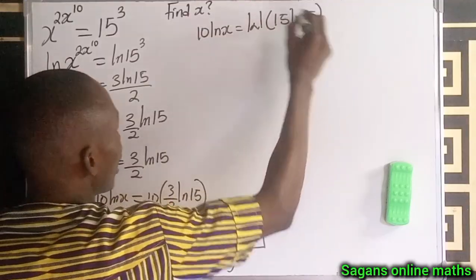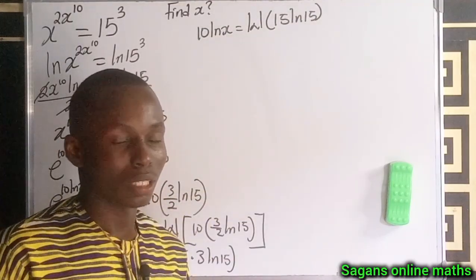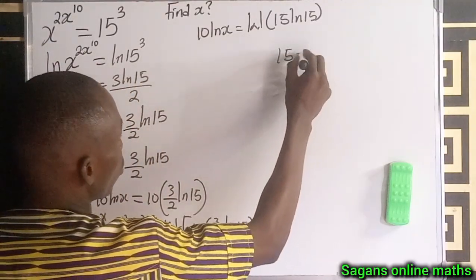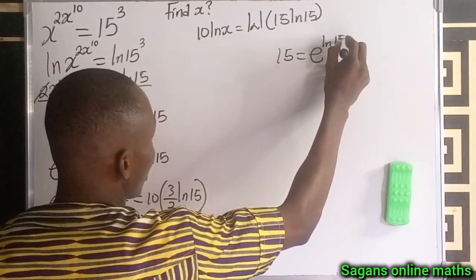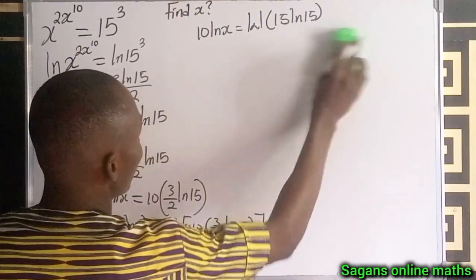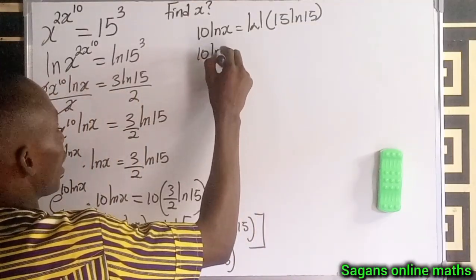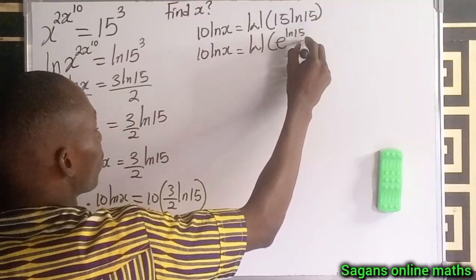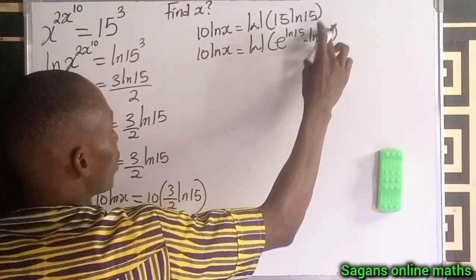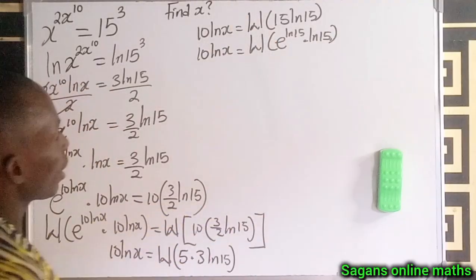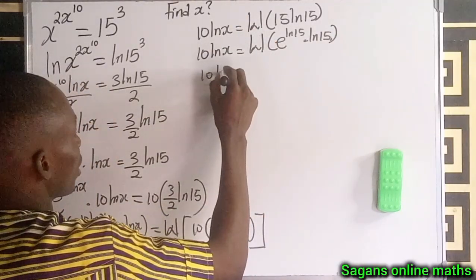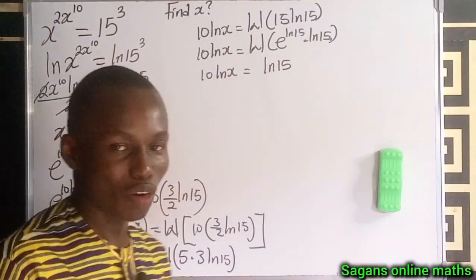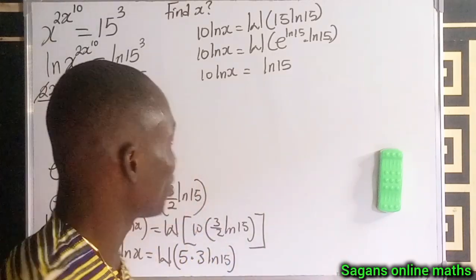Now at this point, what are we going to do? Take note that we are asked to look for the value of x. Now we can put 15. Remember that 15 is equal to e to the power of ln 15, right? Wow. So that means we are going to have 10 ln x is equal to the Lambert W function of e to the power of ln 15 multiplied by ln 15. Okay, this is 15. Oh, this is 15. Fine. So that this is 10 ln x is equal to ln 15, by obeying the properties of the Lambert W function.